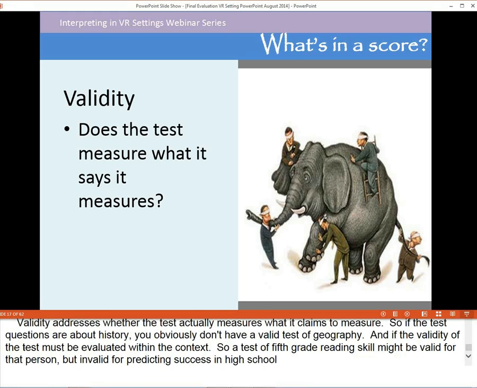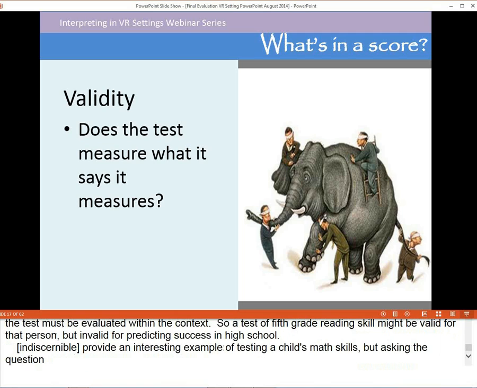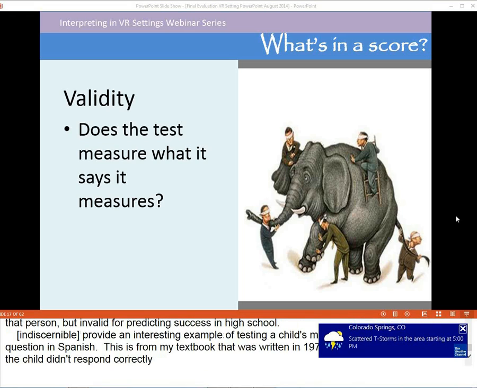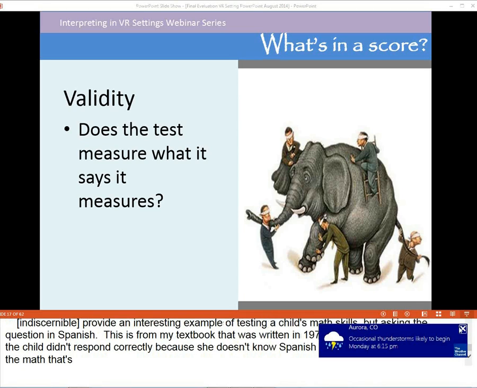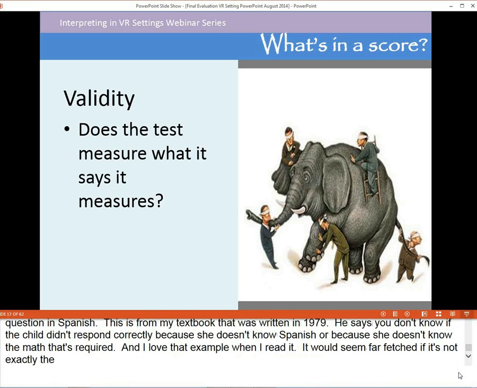Selvey and Eiseldike provide an interesting example of testing a child's math skills, but asking the question in Spanish. And this is from my textbook that was written in 1979. He says, you don't know if the child didn't respond correctly because she doesn't know Spanish or because she doesn't know the math that's required. And I loved that example when I read it. It would seem far-fetched if it's not exactly the issue that we're talking about in testing deaf children.